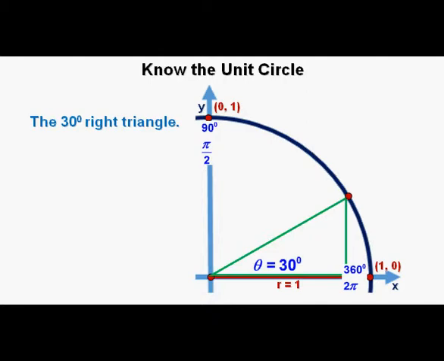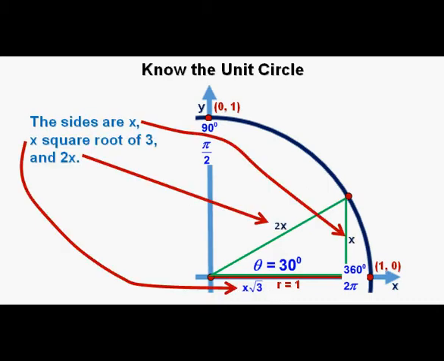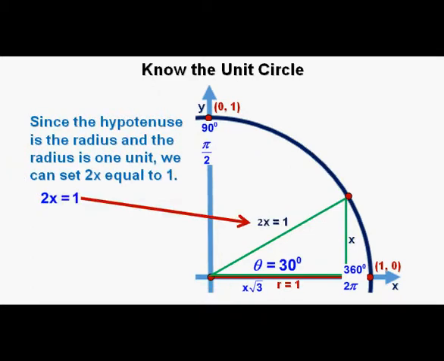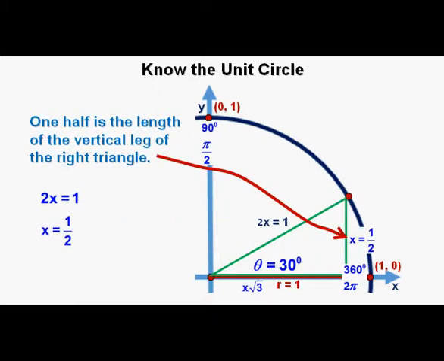Going back to 9th or 10th grade geometry, we learned that the sides of this triangle can be described as x for the short side or vertical leg, x square root of 3 for the horizontal leg, and 2x for the hypotenuse. And since the hypotenuse of the triangle is the radius of the circle and the radius of the unit circle is 1 unit in length, we can set 2x equal to 1. So 1/2 is the length of the vertical leg of this right triangle.